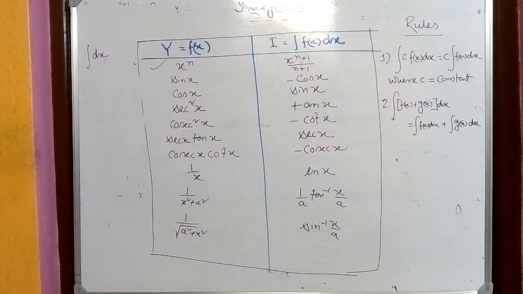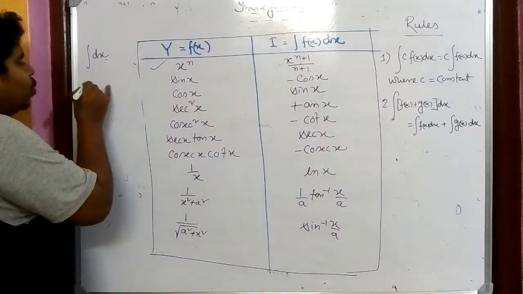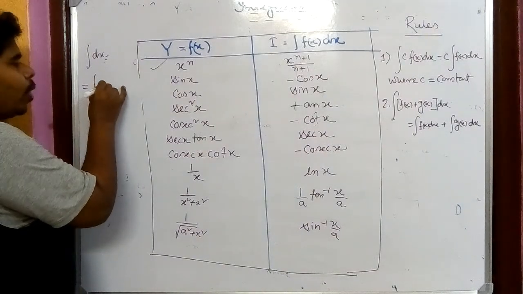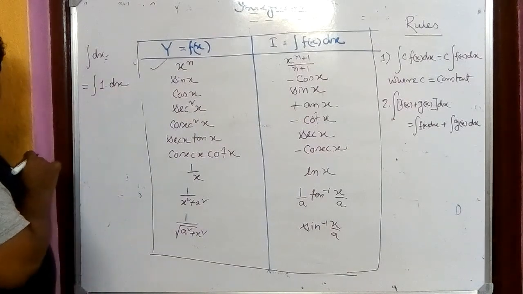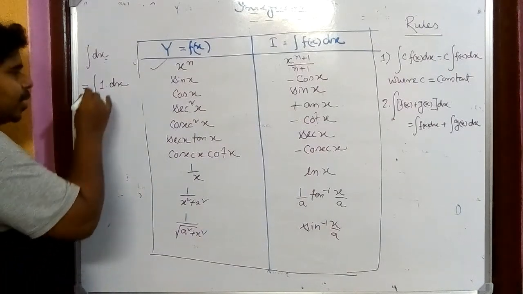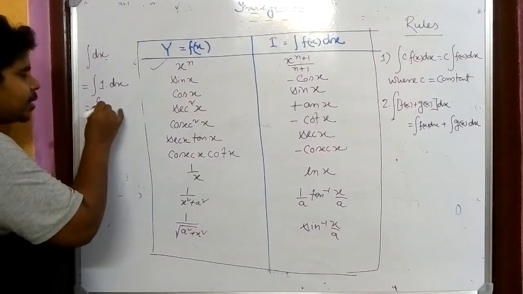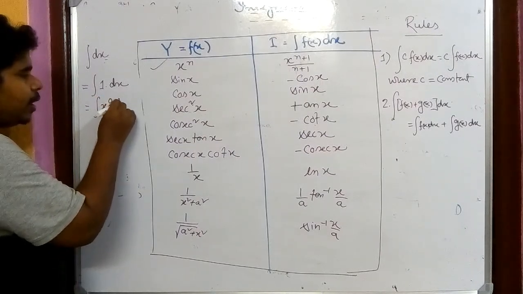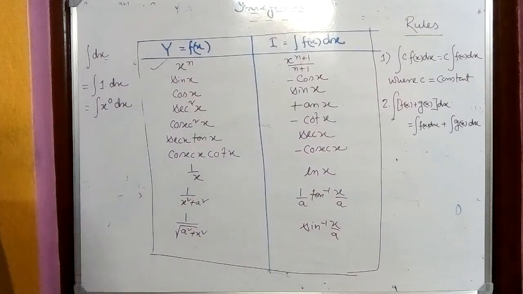If it is an integration of x to the power 3, x to the power 4 or something like that, we are able to do it. But if it is only integration of dx, no function is given, what can I do here? Integration of dx means we have to understand that it is 1 into dx, right? 1 can be written as x to the power 0 dx, since something to the power 0 is 1.